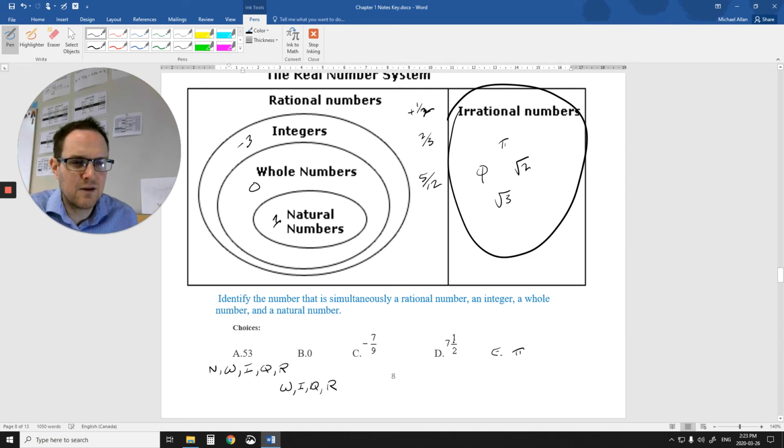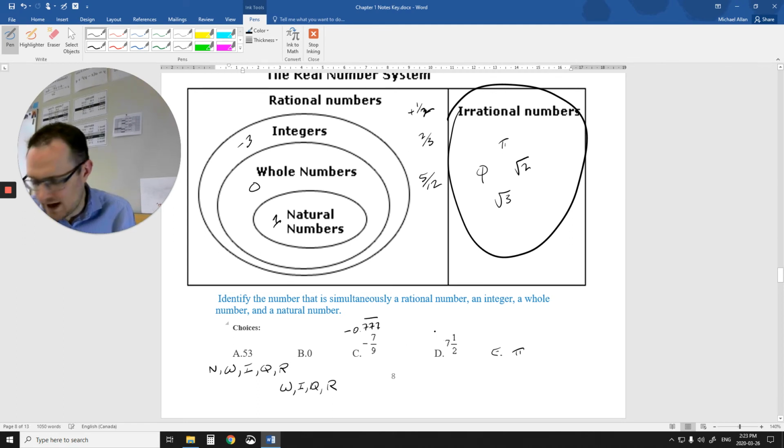-7/9 and 7 1/2. These are two numbers. 7/9 is a repeating decimal. I think it is. Let me just double check. Yeah, 7 repeating. It's negative. So you can actually write that out.